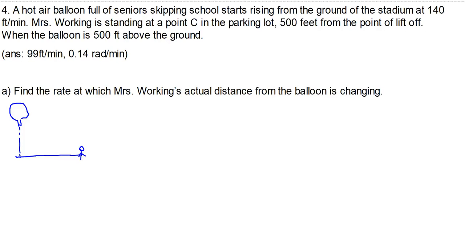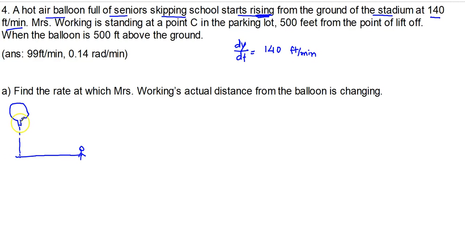Okay, so let's take a look at another related rate question, which is a kind of a fun question. So let's read. A hot air balloon full of seniors skipping school starts rising from the ground of the stadium at 140 feet per minute. So, start rising. This is helping you to understand that this is dy/dt. It's rising, it's going up, so 140 feet per minute.